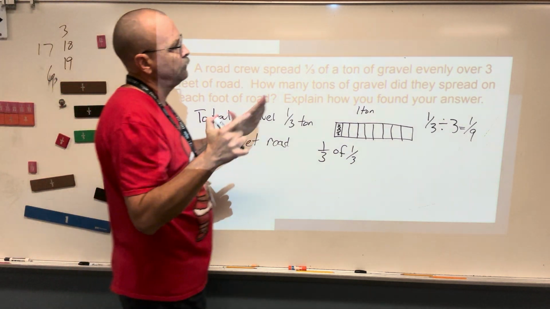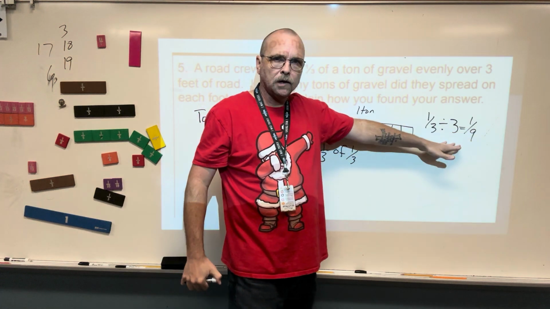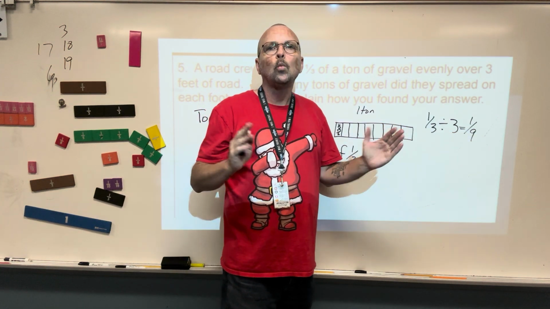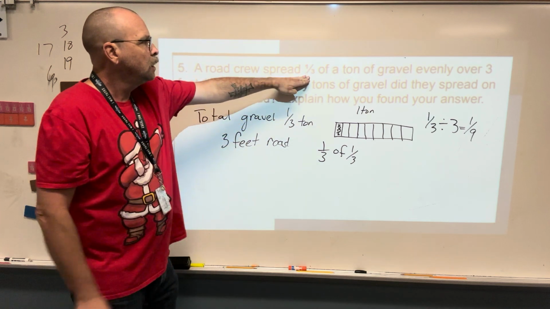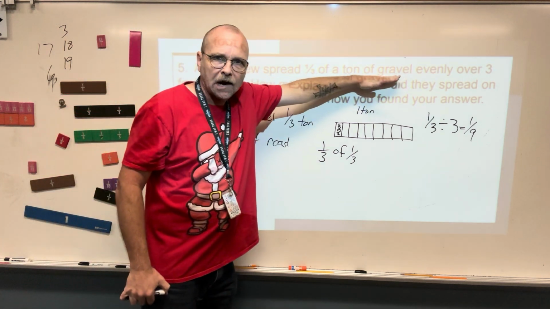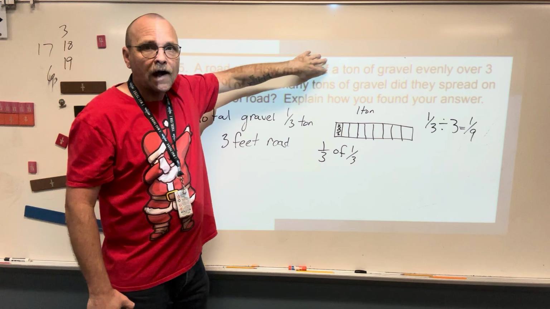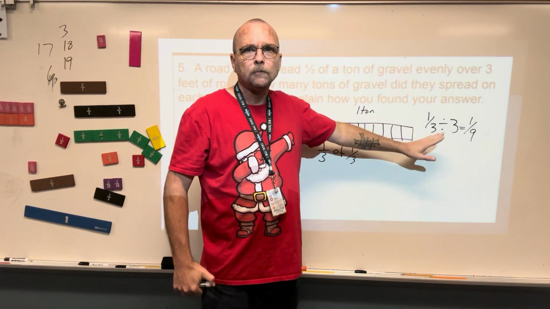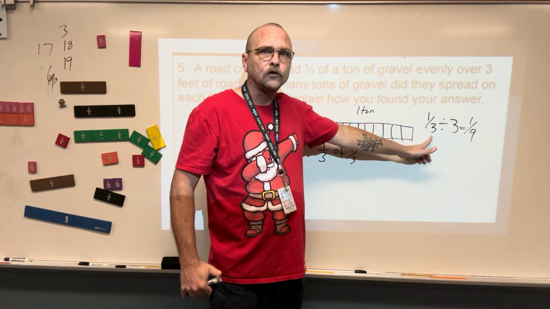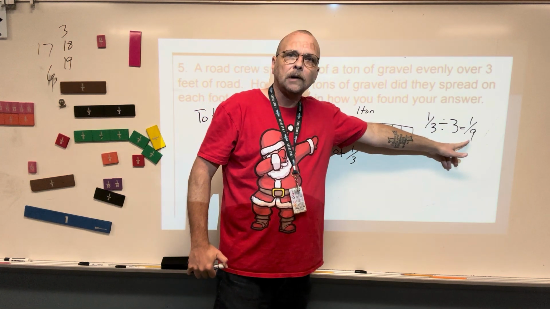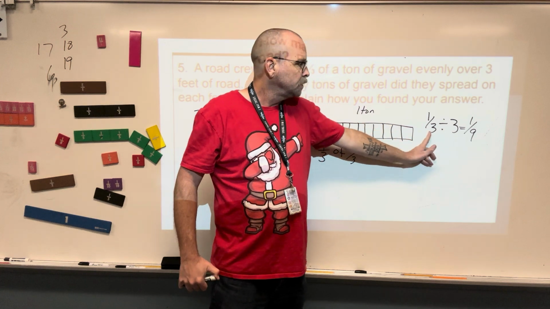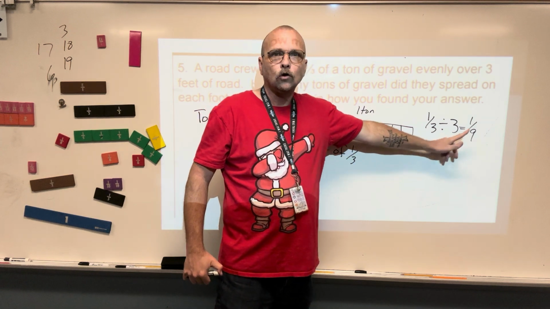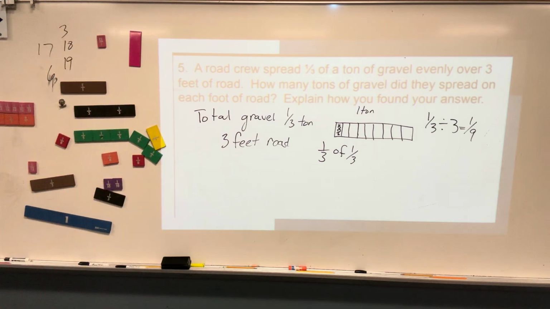When I'm dividing and I have unit fractions and whole numbers, all I need to do is figure out what is being broken apart. Here, I know I need to split the 1/3 of gravel. Since I'm breaking the gravel apart, that's what's being divided. If I start with a unit fraction and divide it by a whole number, my answer is a unit fraction. So they're only putting 1/9 on each foot of the road, 1/9 of a ton.